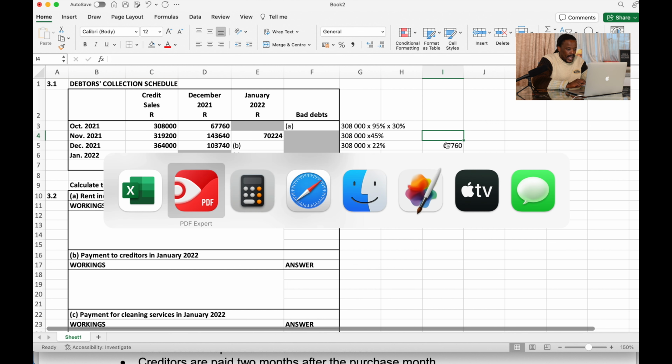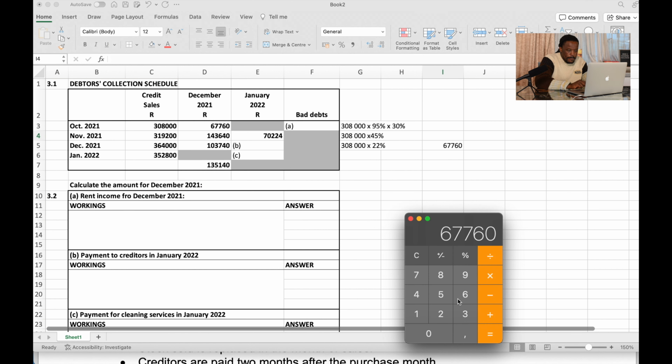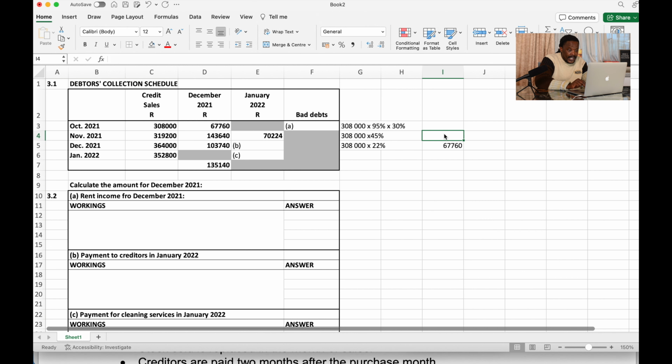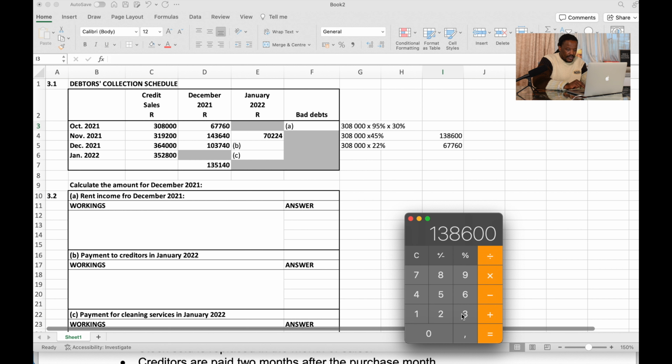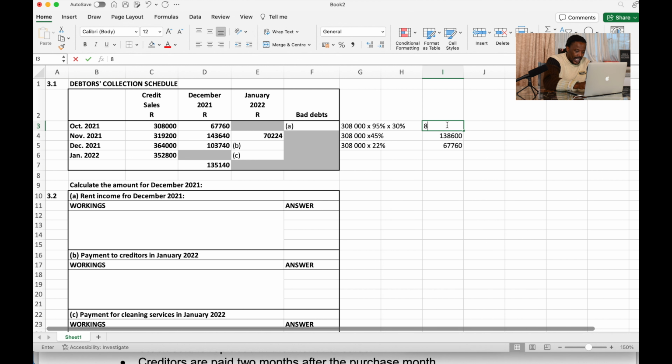And then let's calculate the November amount, 308,000 times 45%. We follow that trend, 138,600. And then you take that first one, 308,000 times 95%. When you do percentage, sometimes you can just say comma 95, it represents 95%, times comma 3, it represents 30%, and when you get that it is 87,780. 87,780. And then these three amounts.